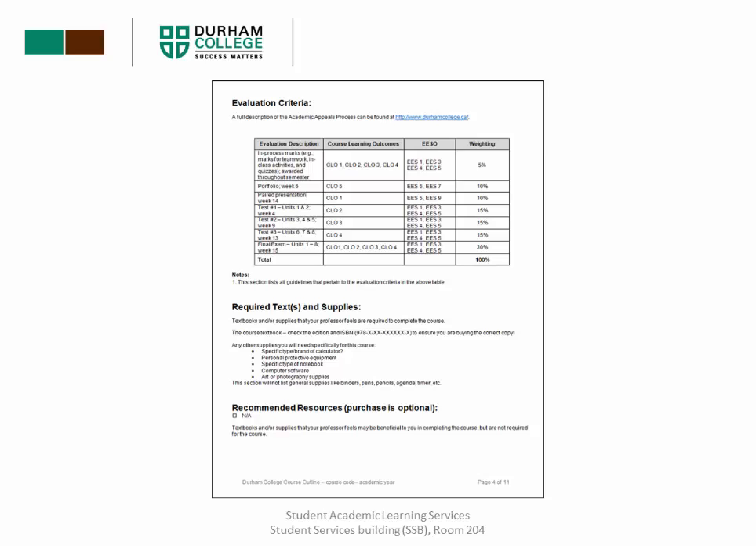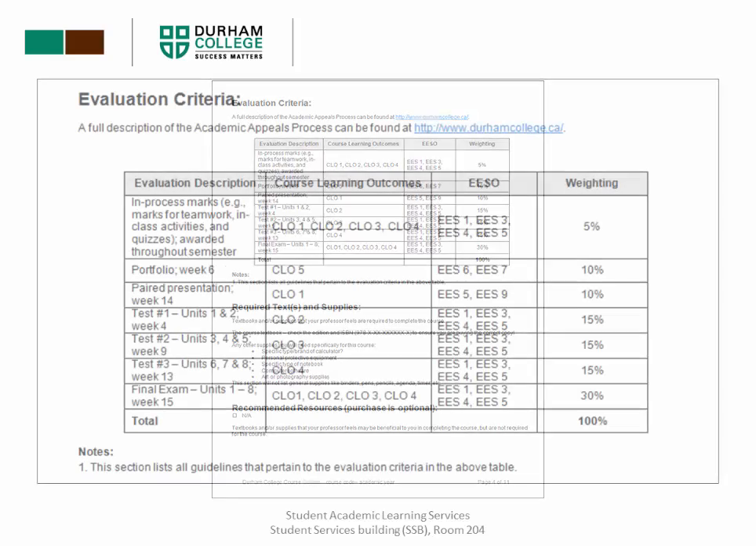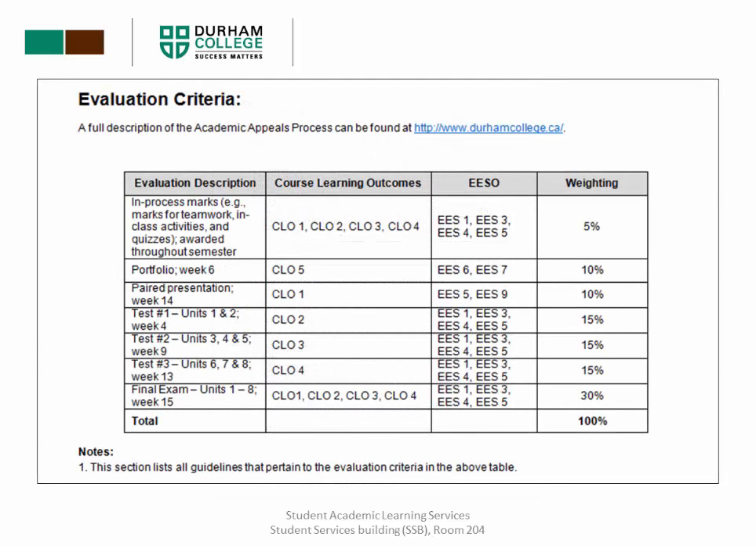Page 4 of your course outline breaks down the evaluation criteria and lists all resources you may need to purchase for your course. At the top of the page, you'll see a breakdown of how you'll be evaluated in the course. Professors will do this differently, but typically this section will list the type of evaluation and the week it will be conducted. Some professors will also include the units being covered to help you plan your studying.